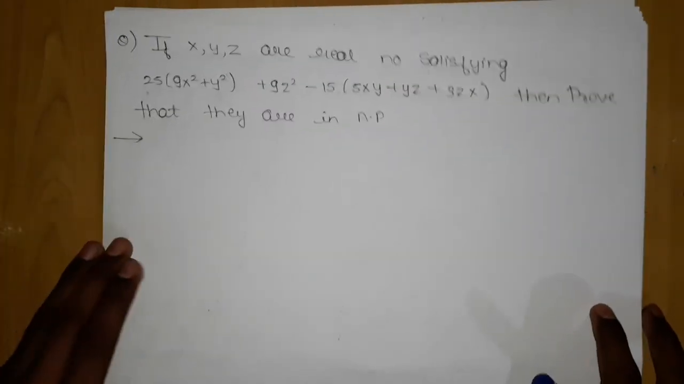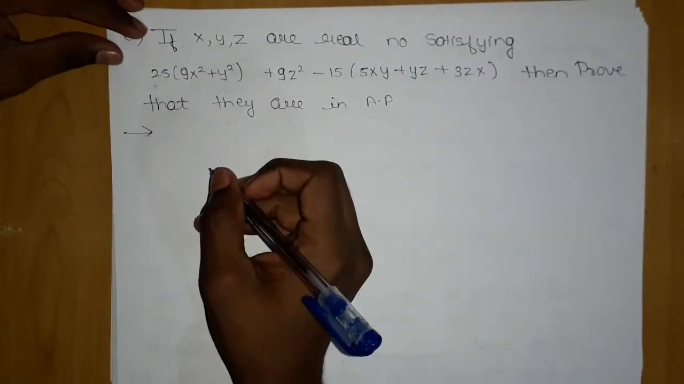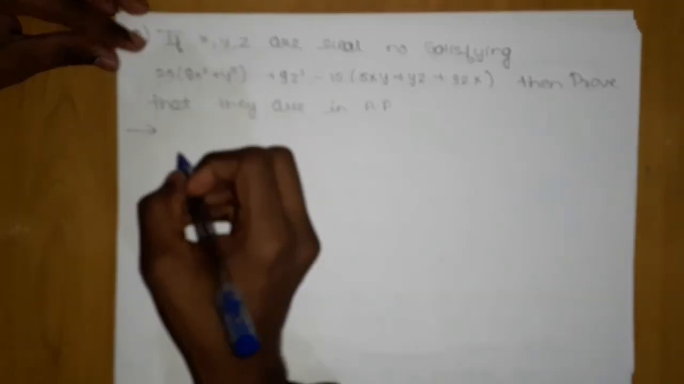The last question of AP is this one. Which is: if x, y, z are real numbers satisfying 25 into (9x square plus y square plus 9z square) minus 15 into (5xy plus yz plus 3zx), then prove that they are in AP. Okay, how can I prove it?